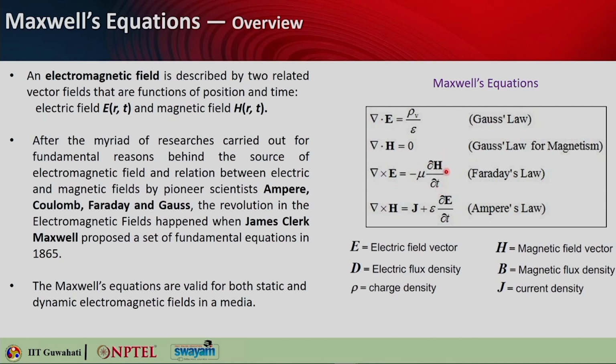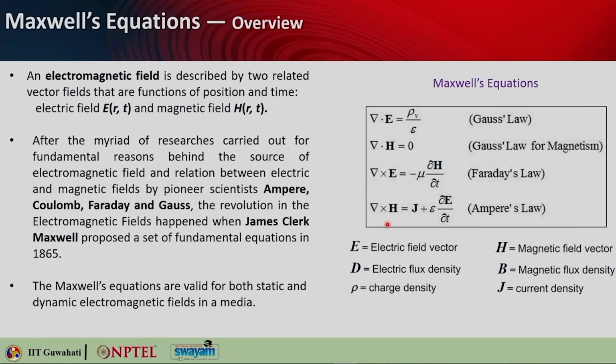So if there is any time varying magnetic field, that will have some circulating current. That is given by curl of E. So curl of E is minus mu dou H by dou t, that is called Faraday's law. And we also have Ampere's law. This is basically the corrected Ampere's law, or we can say this is based on Ampere's law.